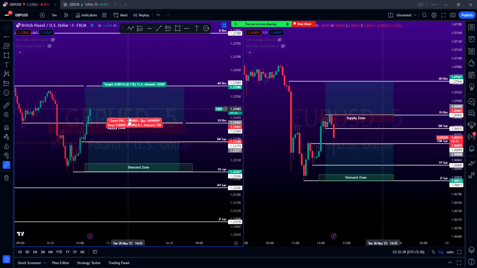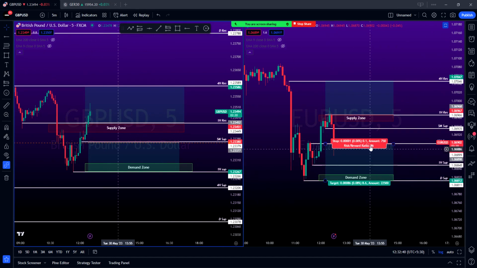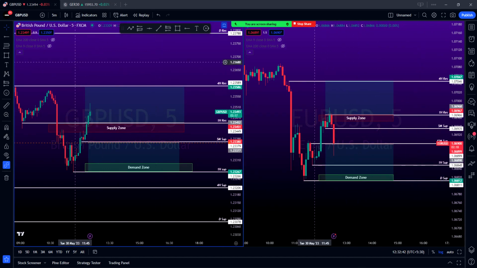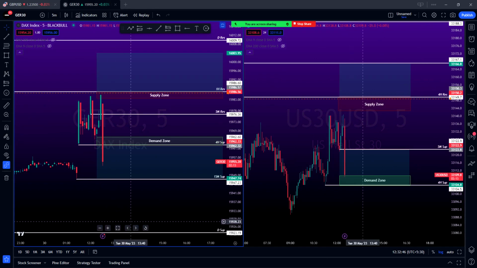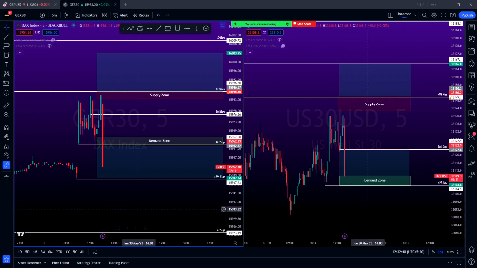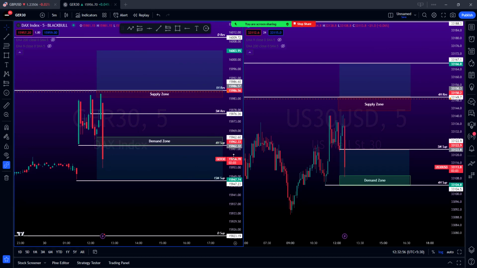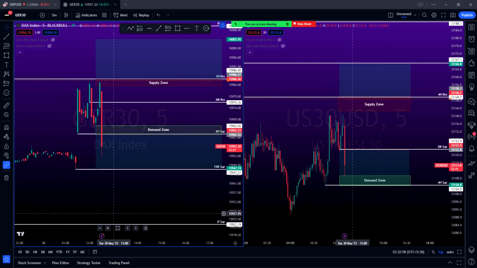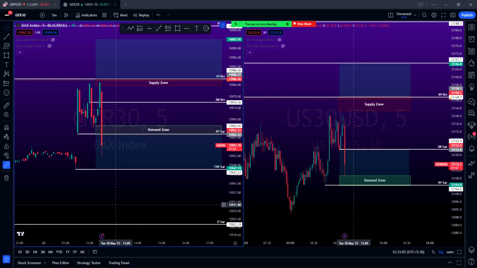GBP USD still trying to push up. EUR is indecisive at this point. Okay. Guys, I'm running about 5-7 pips on this one. Let's see.